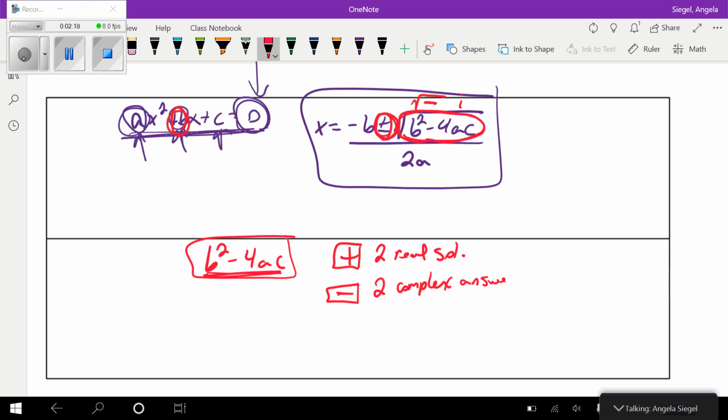So remember, we're talking about the complex answers in the form a plus bi. Okay, and then the last thing is, what if this b squared minus 4ac is a 0? So what if this whole thing was a 0? Well, that plus or minus kind of falls out of place, and we would just have negative b over 2a. So if this is a 0, we would have one real solution, or one real answer.